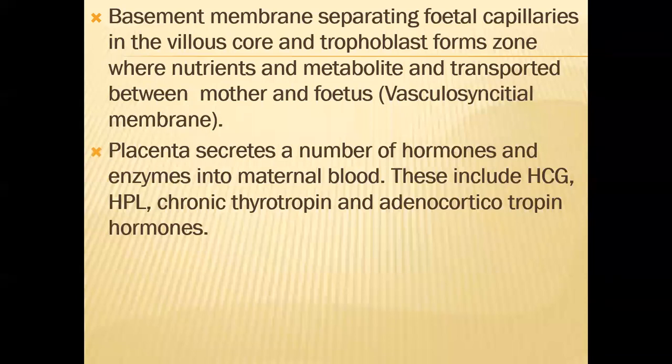So some things can transfer from the mother to the fetus, but not all things; not all medicines and nutrients can cross this barrier. The placenta secretes a number of hormones and enzymes into maternal blood. These include human chorionic gonadotropin, human placental lactogen, chorionic thyrotropin, and adrenocorticotropin hormone. As you know, human chorionic gonadotropin is very important for pregnancy, and chorionic thyrotropin functions like thyroid stimulating hormone.